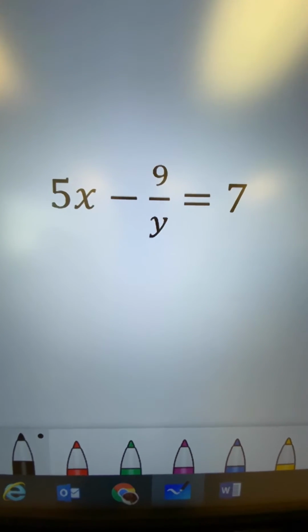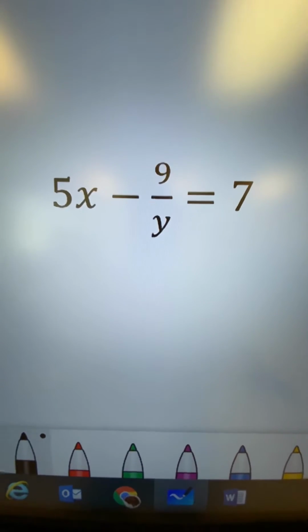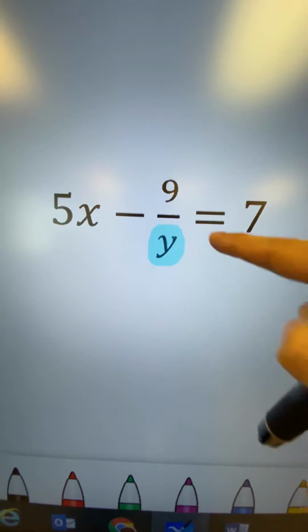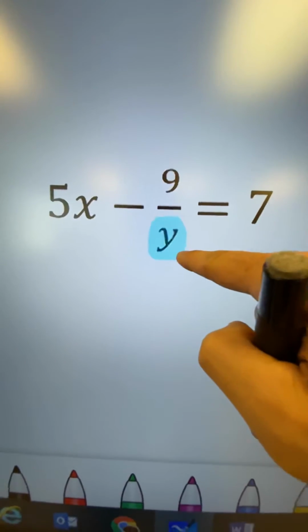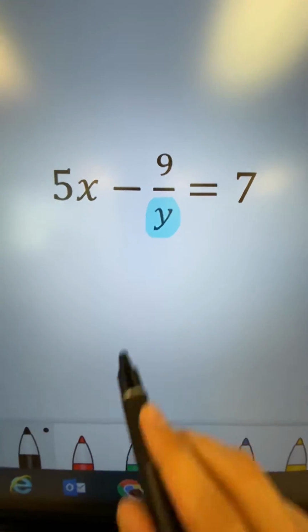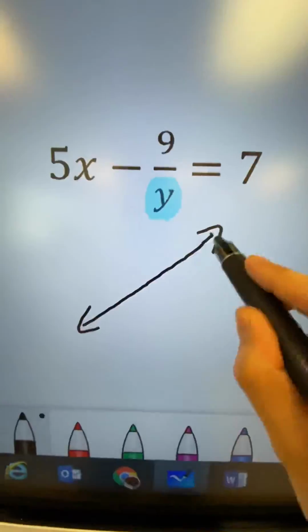Looking at this equation, I can tell this is not a linear equation. The reason I can tell is by looking at this variable here. If you have a fraction in your equation and the variable is in the denominator, on the bottom, you will know for a fact that this is not a linear equation, meaning if I were to graph this equation, it will not be something like this, a straight line.